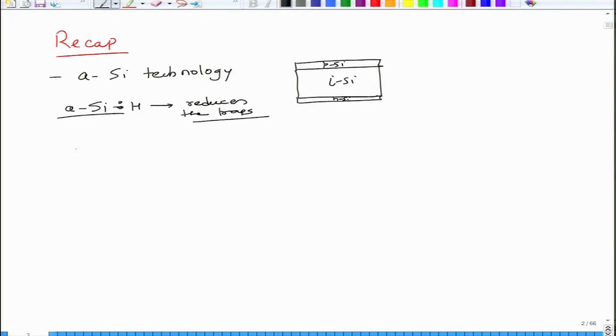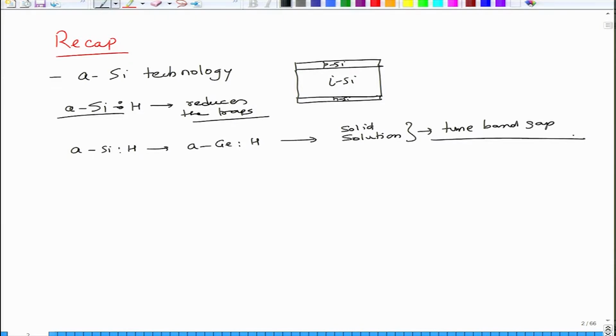The second thing is that amorphous silicon is also useful to create a multi-junction solar cell, because if you mix it with amorphous germanium, they make a solid solution. So you can tailor the band gap. You can tune the band gap, and this allows you to make multi-junction technologies to harness light in a more effective way.